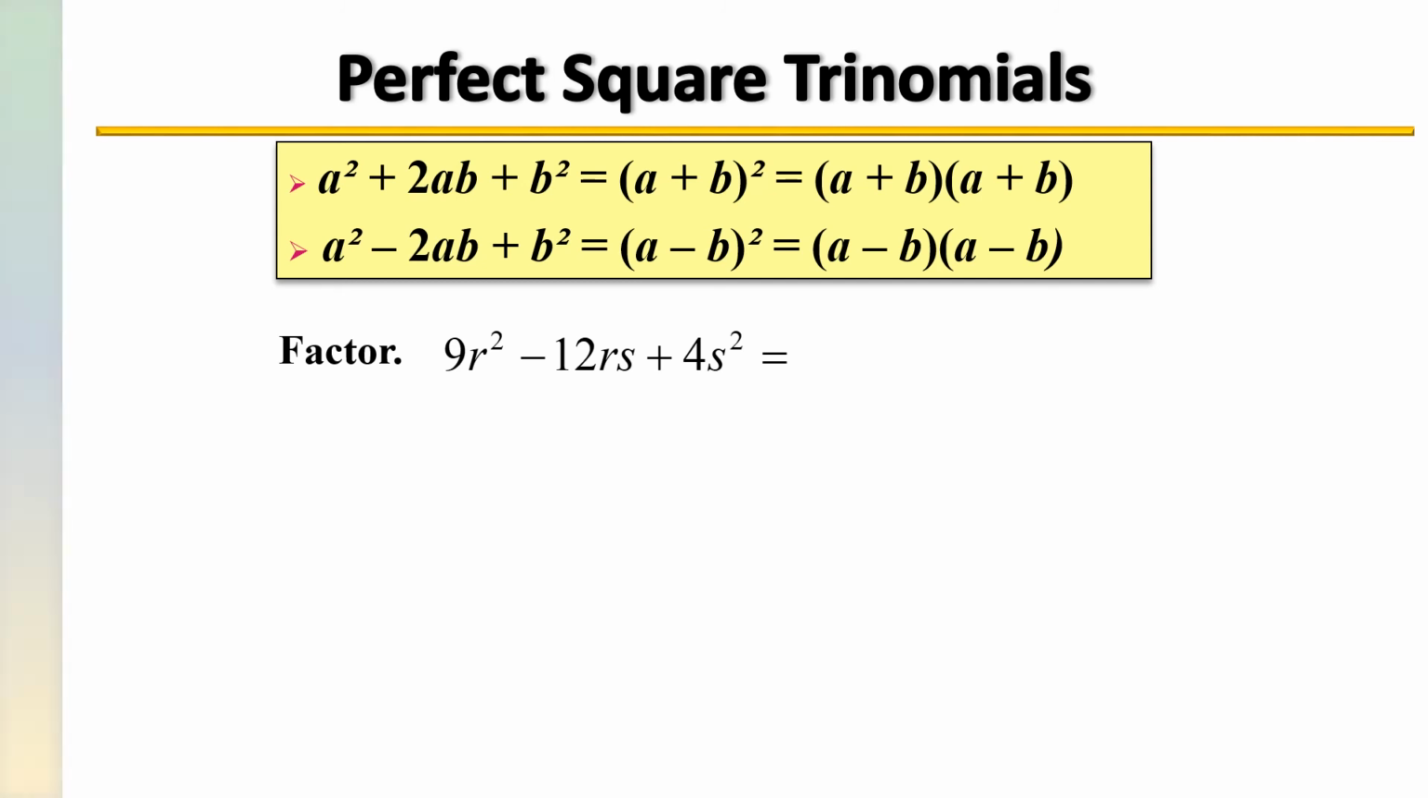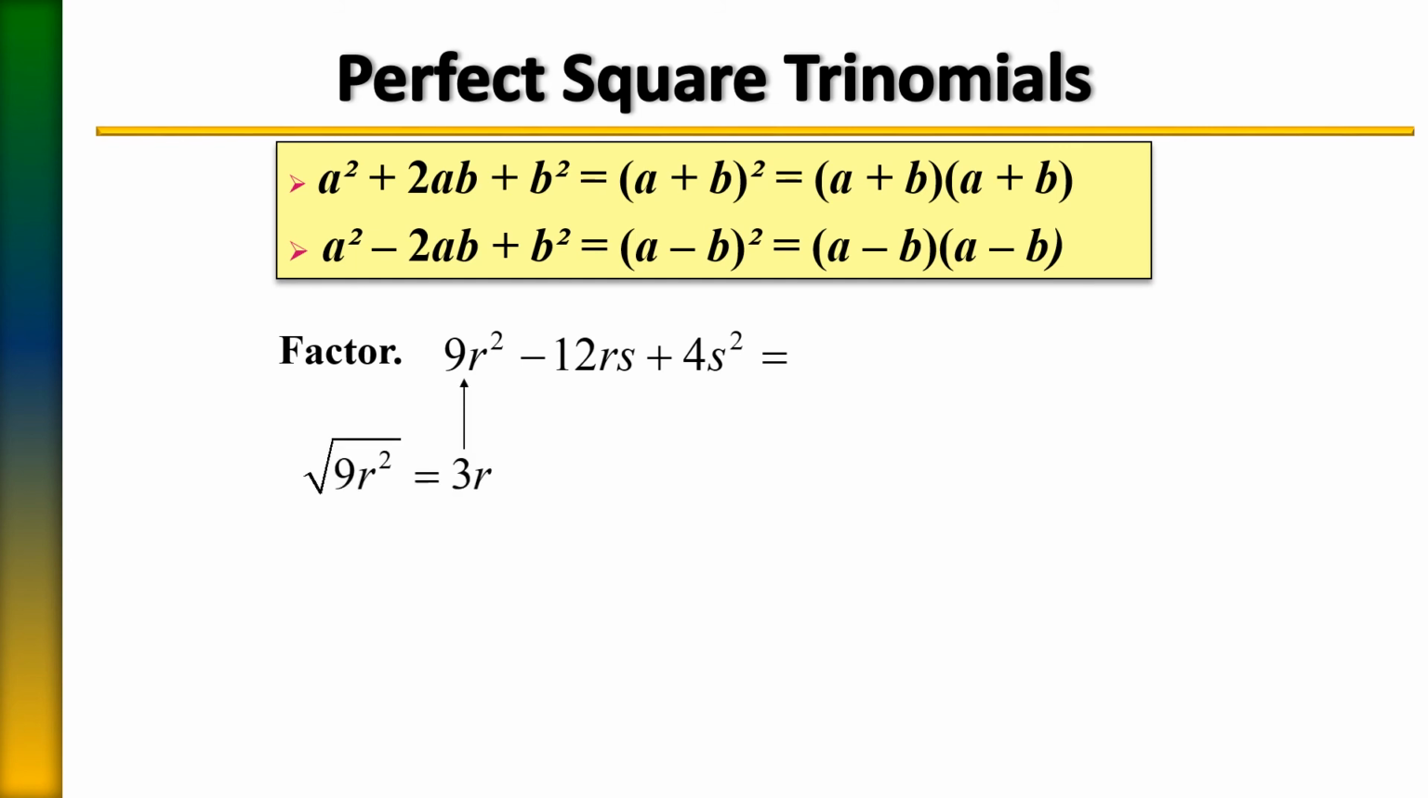Let's factor this perfect square trinomial. So you're going to find the square root of 9r squared, and you're also going to find the square root of 4s squared. Remember what I told you of how to find the square root of variables. So what is the square root of 9r squared? If you said 3r, that is correct. And the square root of 4s squared? If you said 2s, that is correct.